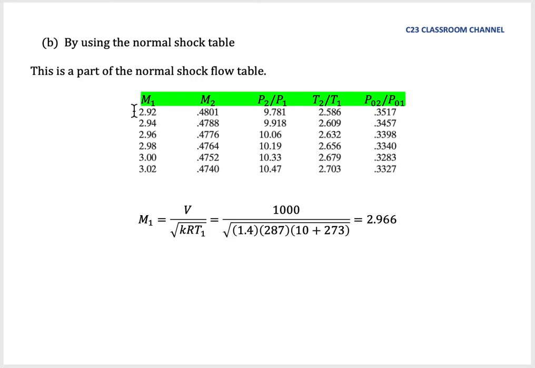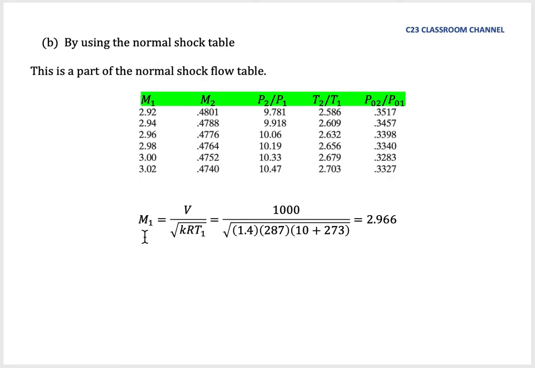And this is how to calculate the same question by using the normal shock wave table. So this is a part of the normal shock flow table. We have columns of M1, M2, P2 over P1, T2 over T1, and PO2 over PO1 here. The O here shows the stagnation, so it means the stagnation pressure after the shock wave, at point 2, over the stagnation pressure at the condition before the shock wave is 0.1.